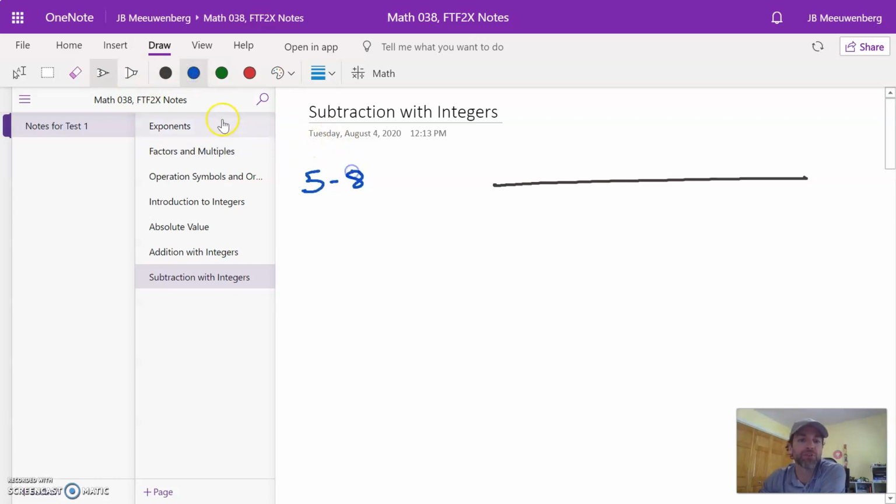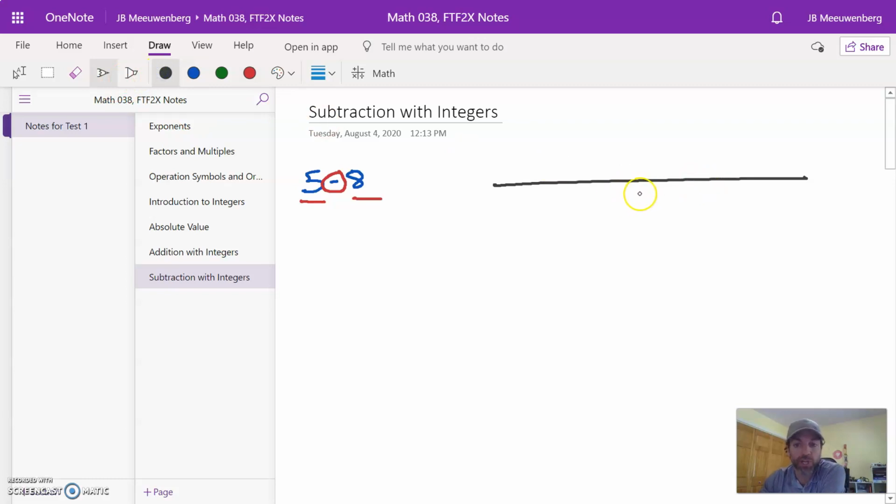If we go back to the whole idea of money, thinking about what's going to happen here will be helpful. You've got $5 and then you take $8 away, right? You're paying $8 for something. What's happening? You're going into debt, okay? So we have two integers, 5 and 8, and our operation is subtraction.